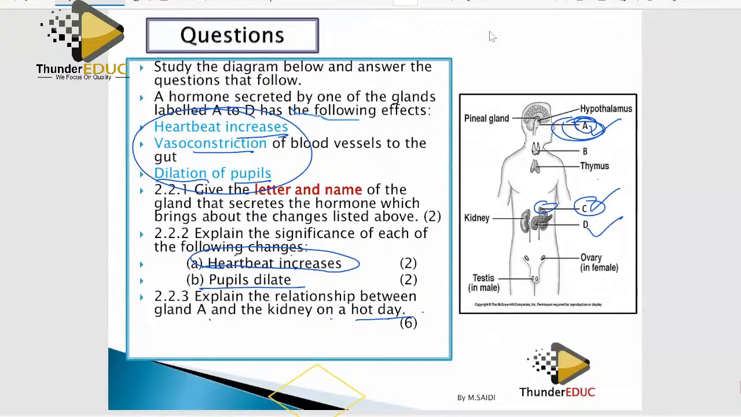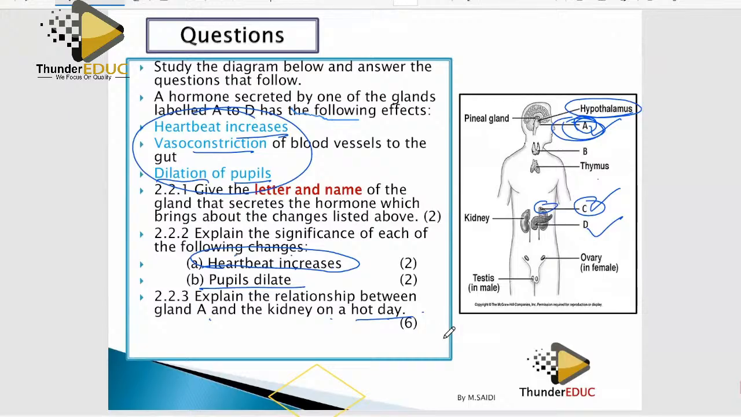How is that now? Don't forget that gland A is a pituitary gland. It's not hypothalamus. Mama, it's not hypothalamus. Guys, if you want to talk to your mama, make sure that you mute.